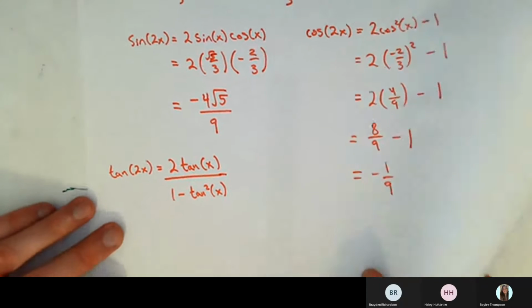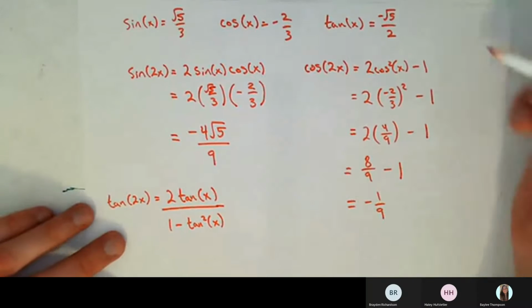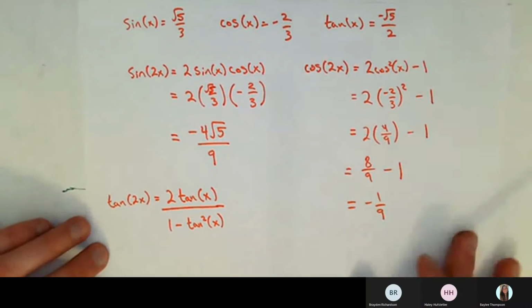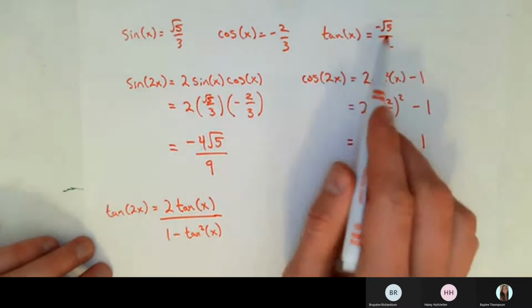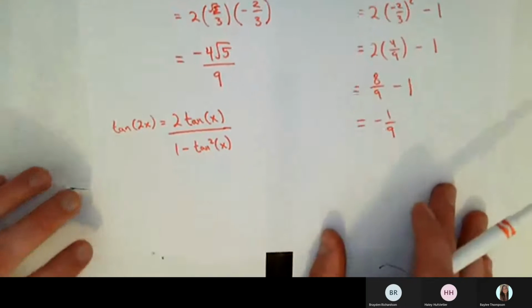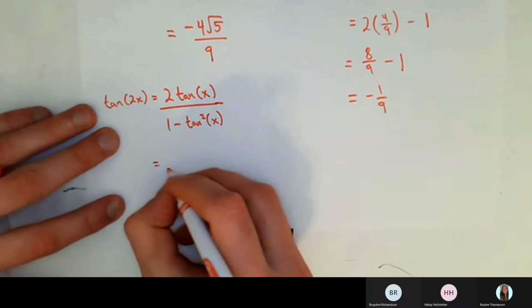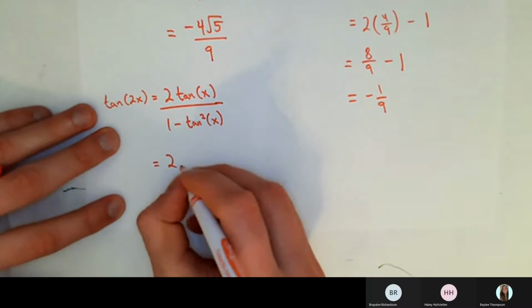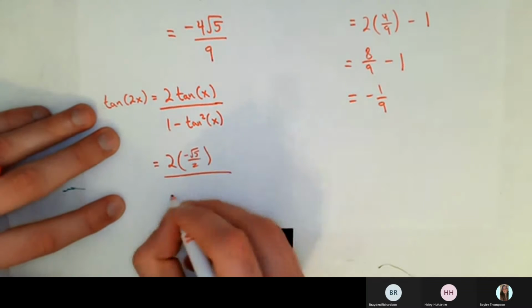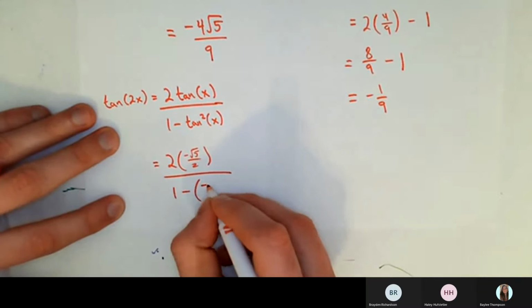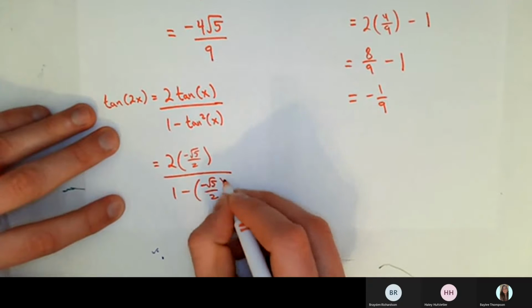Oops. So I have tangent. There we go. Tangent is negative square root of 5 over 2. So that's what I'm going to be using for this formula. So I have twice of negative square root of 5 over 2, all over 1 minus negative square root of 5 over 2 squared.